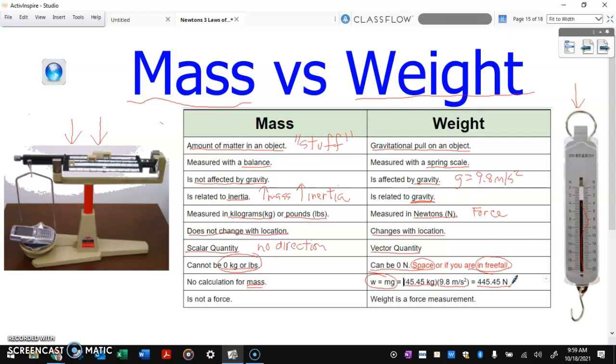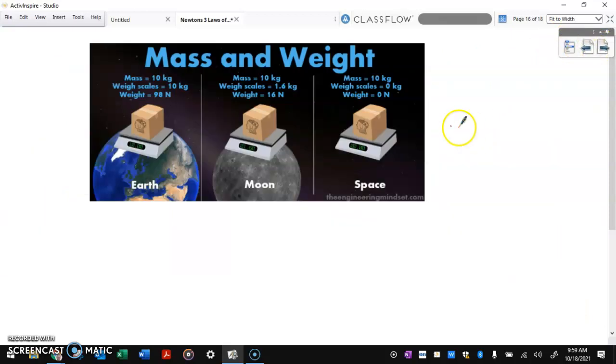Mass is not a force. Weight is a force measurement. And we talked about that when we talked about a scalar quantity, and it's measured in newtons. Next slide. This is an important one because we want to show the math on a lot of this.